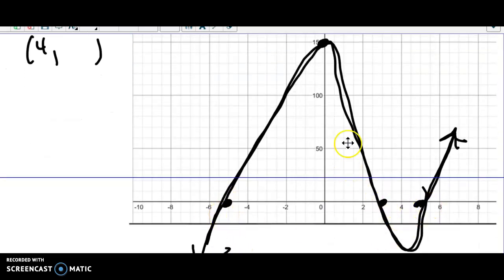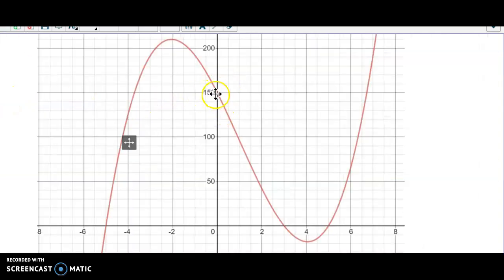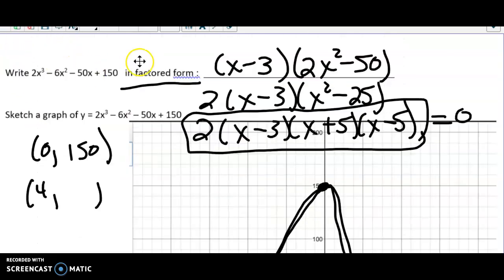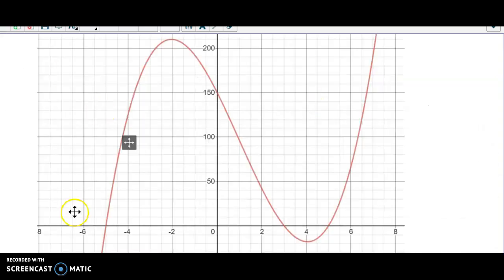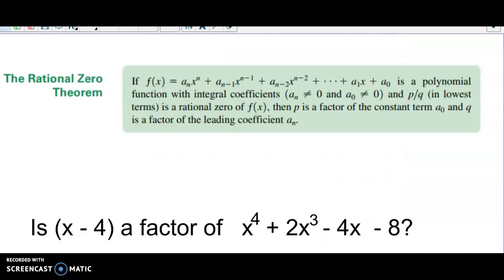-5, 3, and 5. Of course, we knew it went through 0, 150. But I had it coming up and just hitting there. I missed this chunk. The rest was pretty much the same, but I didn't realize that it went higher than 150. I should have, like I said, put a couple points in between your zeros so that you have an idea. So that's where writing it in factored form comes in handy so that we can get the zeros, etc.